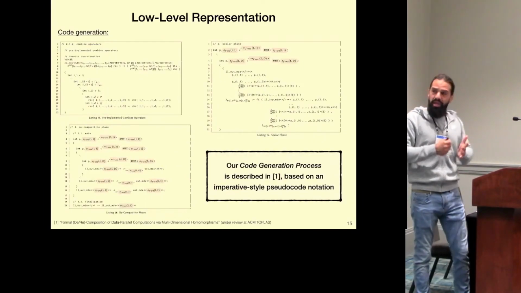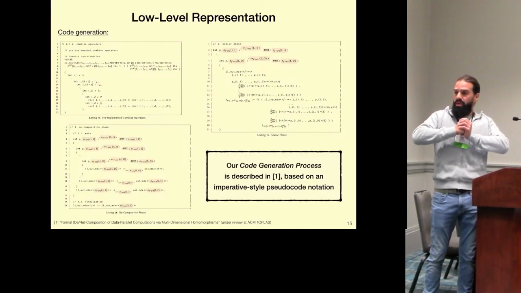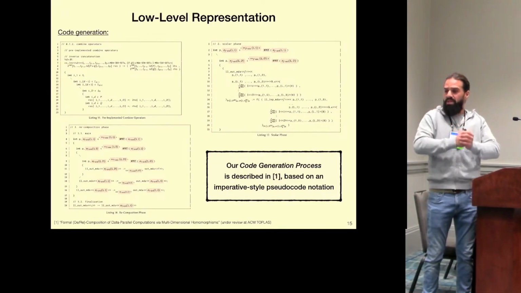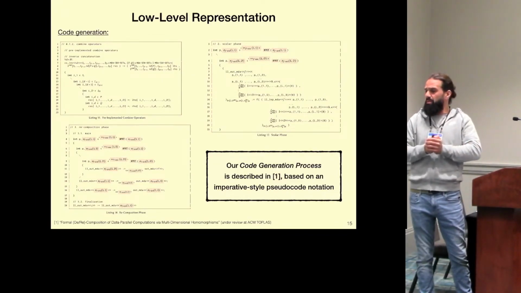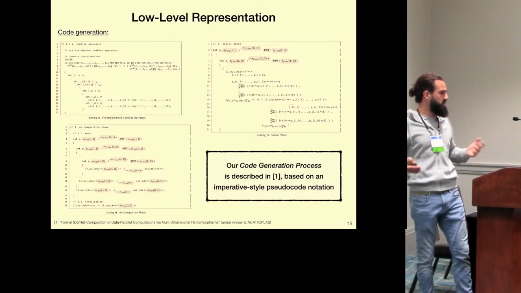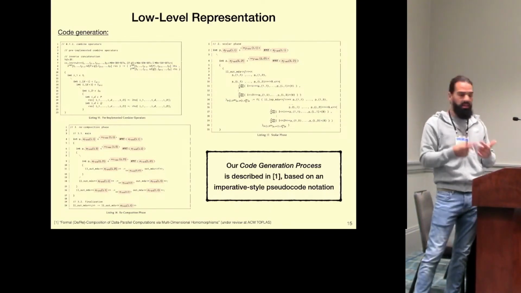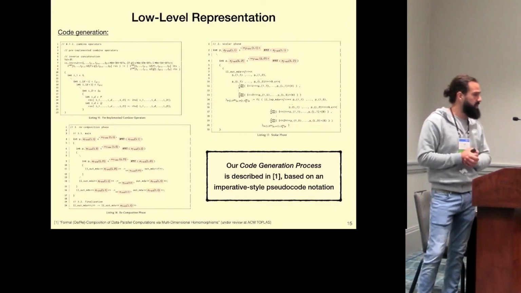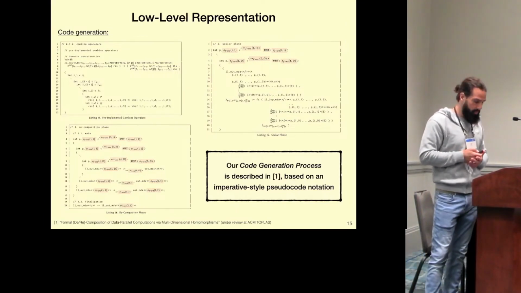And code generation, I cannot dive into too much detail, but I want to mention our code generation process is completely described in our paper, and it's based on an imperative style pseudocode notation. So this pseudocode notation should be kind of an abstraction for all these programming languages like OpenCL, CUDA, OpenMP, even C, C++, and these kinds of things.